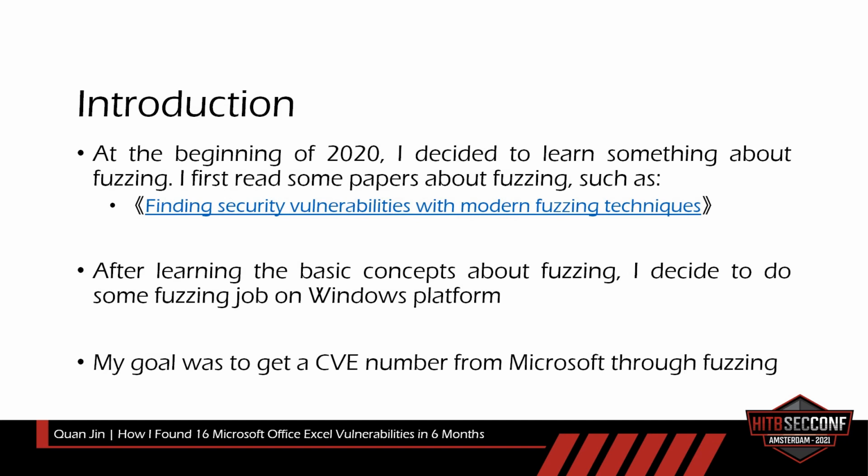At the beginning of 2020, I decided to learn something about fuzzing. I first read some papers about fuzzing, including finding security vulnerabilities with modern fuzzing technologies. After learning the basic concepts about fuzzing, I decided to do some fuzzing work on Windows platform. My goal was to get a CVE number from Microsoft through fuzzing.